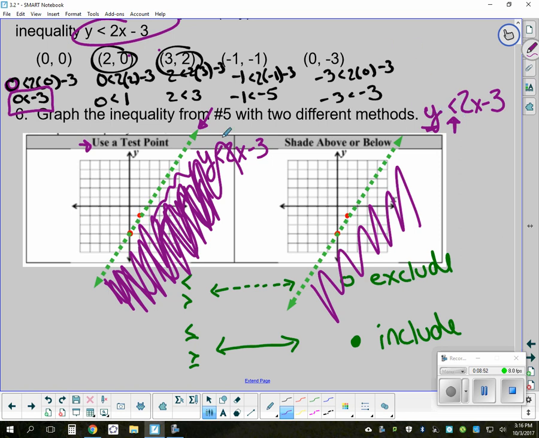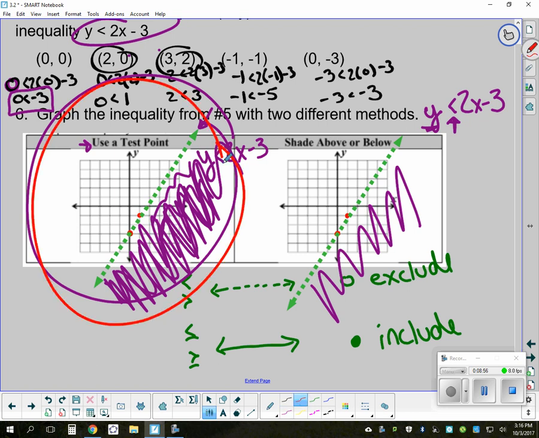That is why I prefer using the test point. If you use a test point, as long as you plug it in correctly, you've got a better chance at not making a mistake. All right, but it's nice to do the test point and then kind of just verify it with this method. All right.